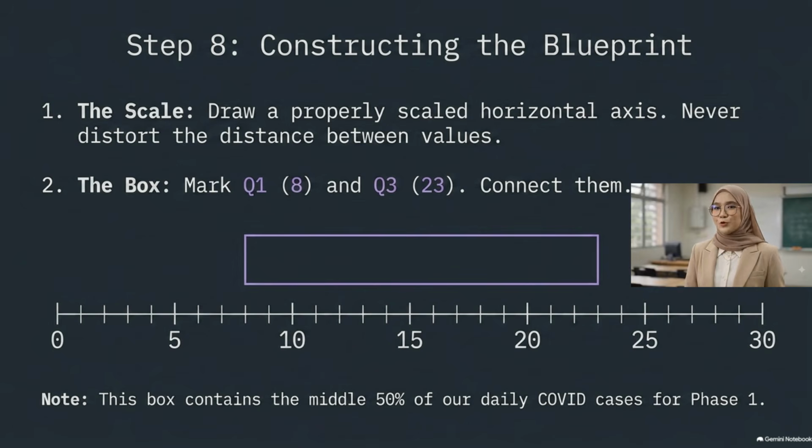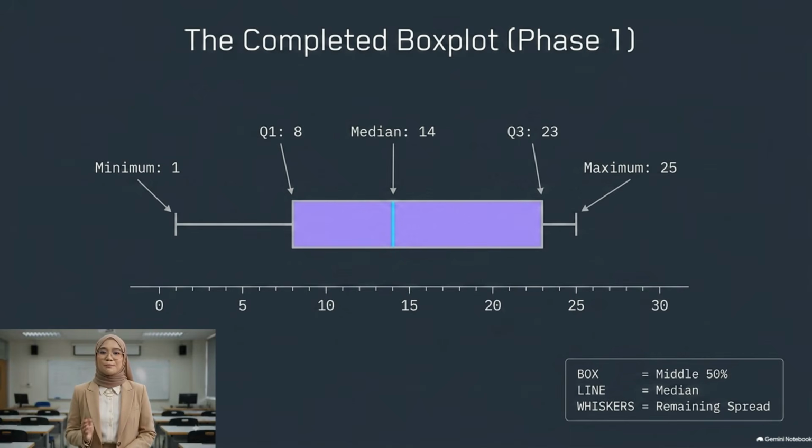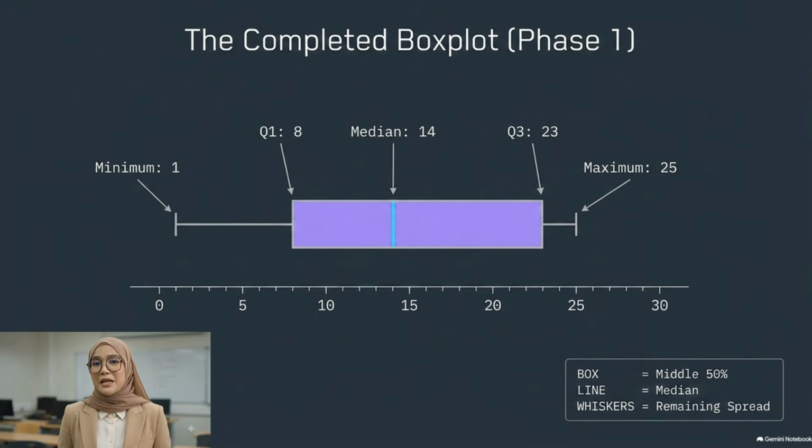When constructing the blueprint, ensure your axis is properly scaled to avoid distorting the distances between values. Here is the completed box plot for phase 1. You can see clearly your median, Q1, Q3, as well as the minimum and maximum values. And the spread too.